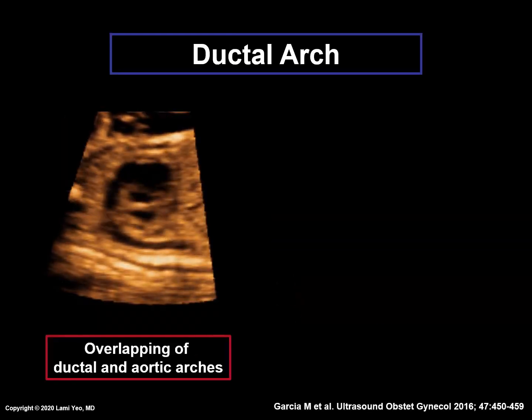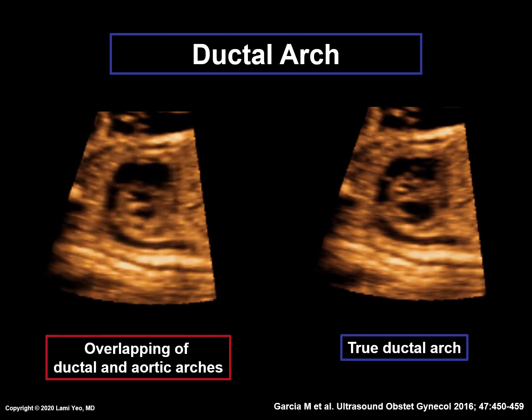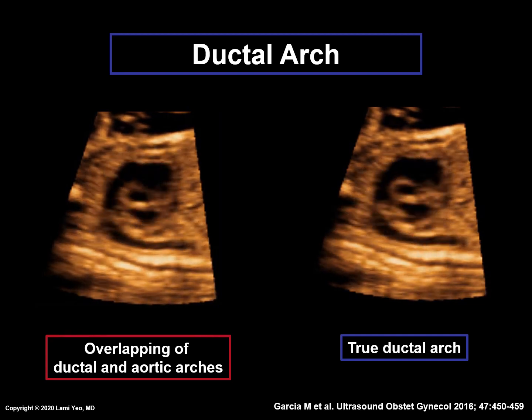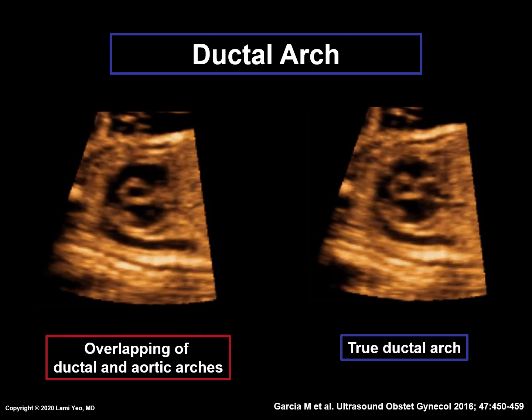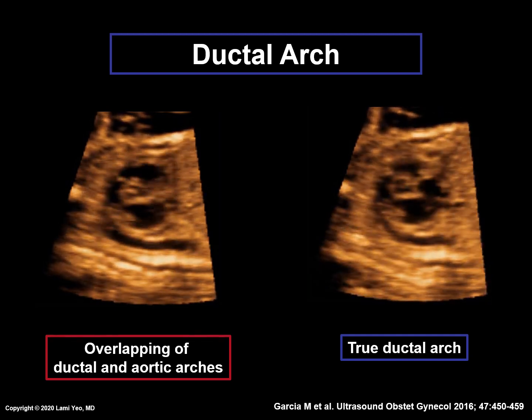For example, it is easy to obtain what one thinks is the ductal arch, but is actually not the true arch. In this example, the image on the left appears to be the ductal arch, but it is actually an image that overlaps both the ductal and aortic arches. If you pay close attention to the video clip on the right, the image will change so that the true ductal arch, which is shown here, will appear.